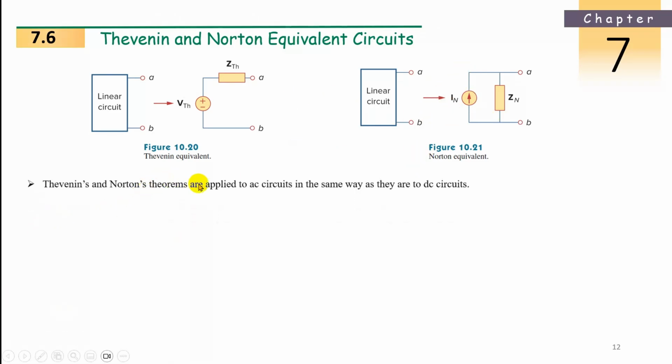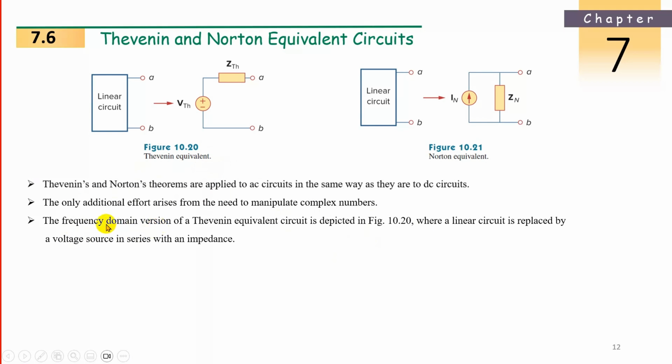So the Thevenin and Norton theorems are applied to AC circuits in the same way as they are in DC circuits. Same way, no extra steps. The same steps we can follow. The only additional effort arises from the need to manipulate complex numbers, meaning impedance is a complex number, resistance plus reactance. So we have to convert it, multiply, change to polar, then convert it back. So one more step will be there. That's it. The method is the same.